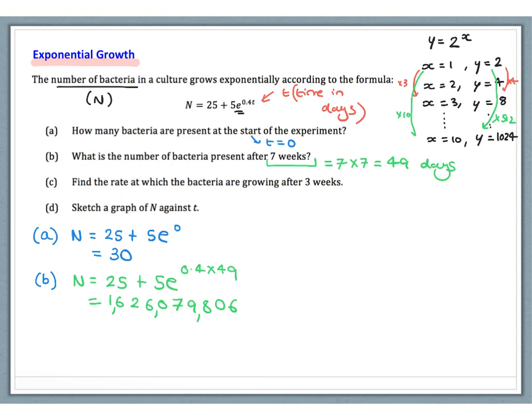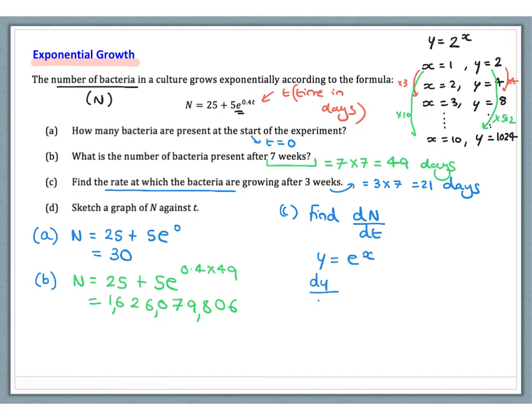So find the rate at which the bacteria are growing after 3 weeks. So again, 3 weeks is 21 days. We must input that correctly later on. Now, the rate at which the bacteria are growing means that we need to differentiate. We need to find dn by dt. So this requires a little bit of extra knowledge, borrowing this from the work that you will go on to do in year 13. We know that if y equals e to the power of x, then dy by dx is equal to e to the power of x.